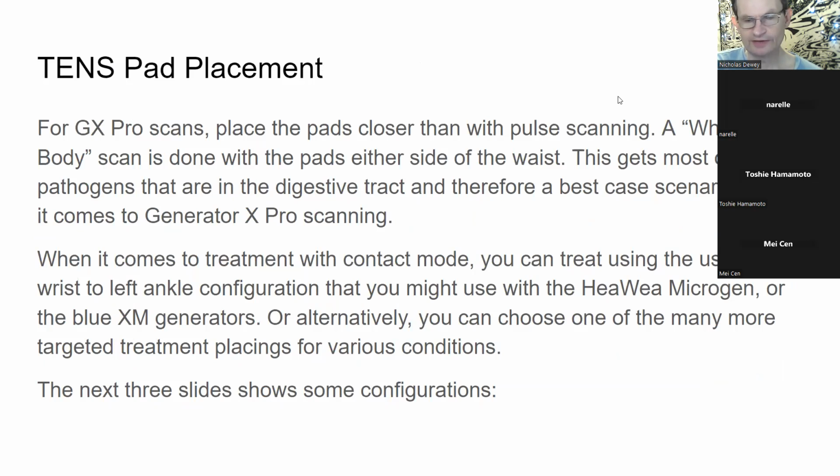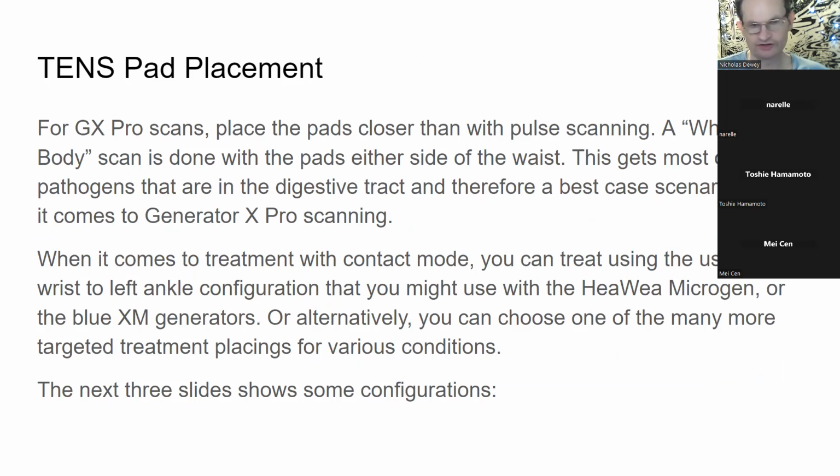Now, when you're thinking about placing the TENS pads, they're unlike with the XM generator and the pulse method. When you place one TENS pad on the right wrist and the other on the left ankle, and you're going through the whole body, you have to place the pads closer together. So either side of the waist is regarded as being the whole body configuration for Generator X scanning.